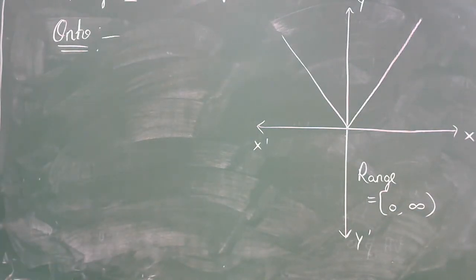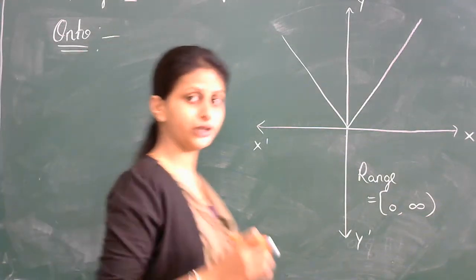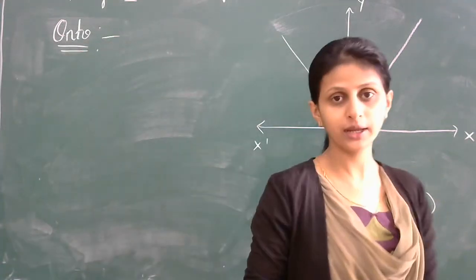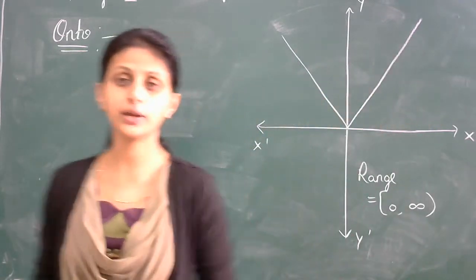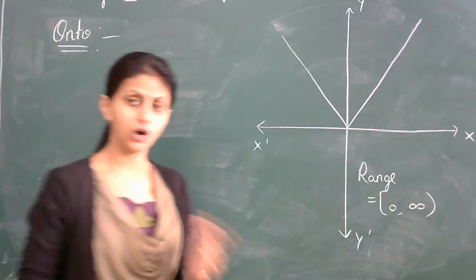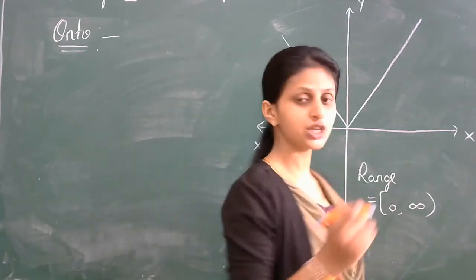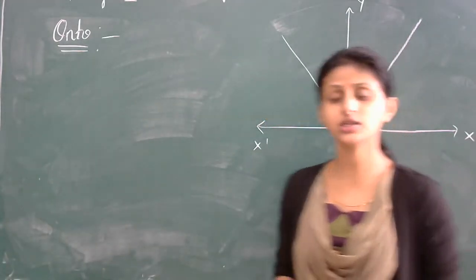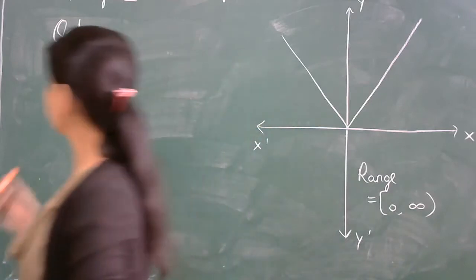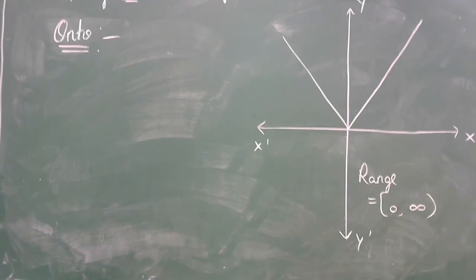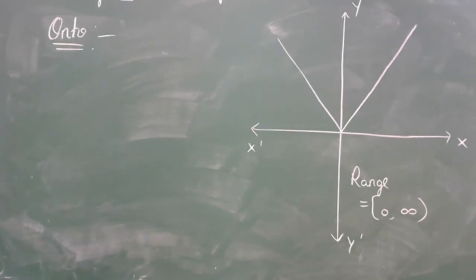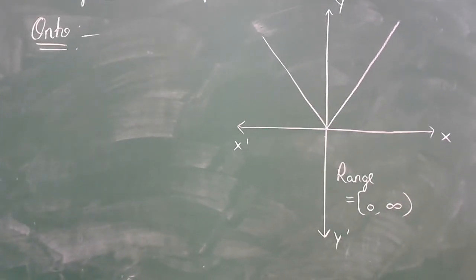To check whether the function is onto or not, you need to check whether every element in the codomain is an image. Or you can say that every element in the codomain has a pre-image. Or one more definition we have: if range is equal to codomain, then you conclude that the function is onto. Now tell me why this function is not an onto function. Can you give me the reason? So codomain is not equal to its range.